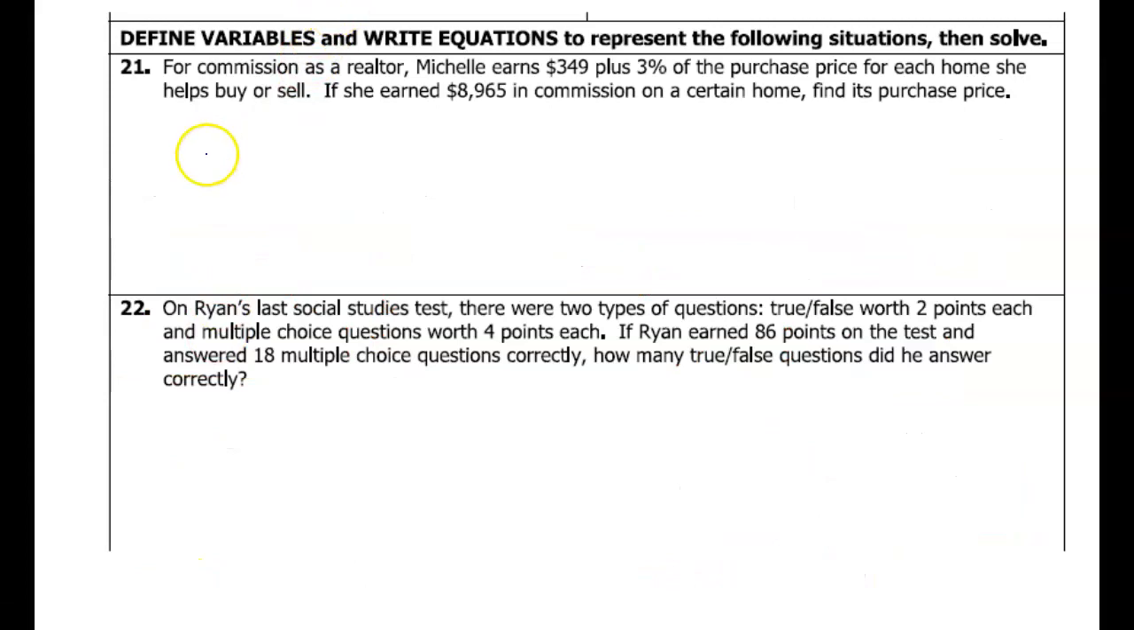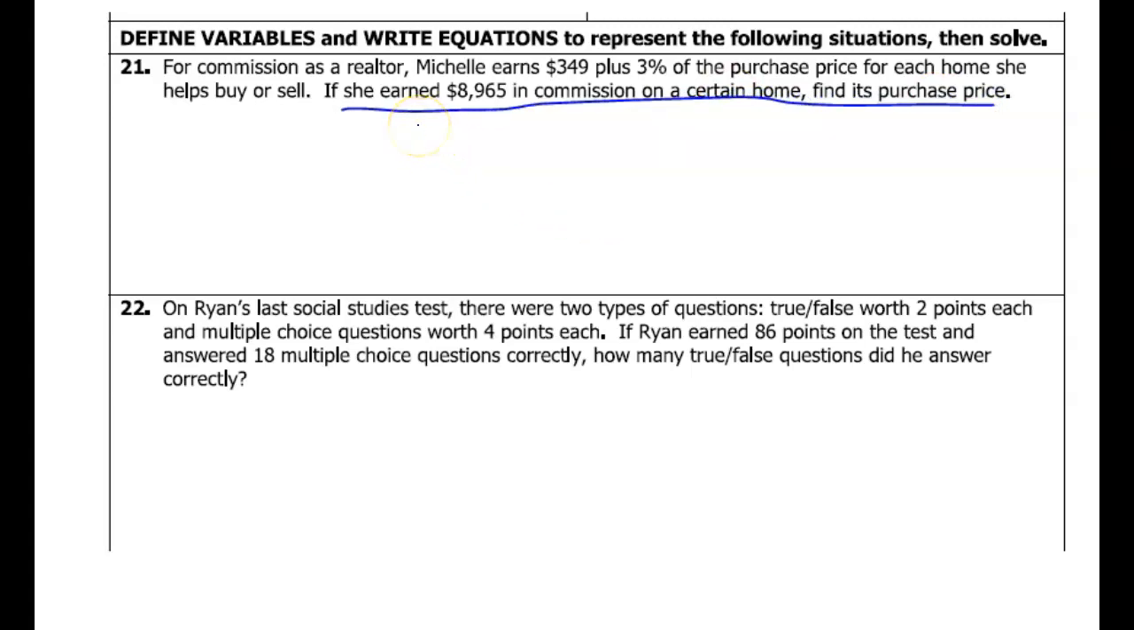Okay, for 21, 22, and 23, these are our real life scenarios with linear equations. So we need to be able to define each one of our variables and write an equation to represent the following situation, then solve. For 21, it says for commission as a realtor, Michelle earns $349 plus 3% of the purchase price for each home she helps to buy or sell. Then it asks, if she earns $8,965 in commission on a certain home, find its purchase price.